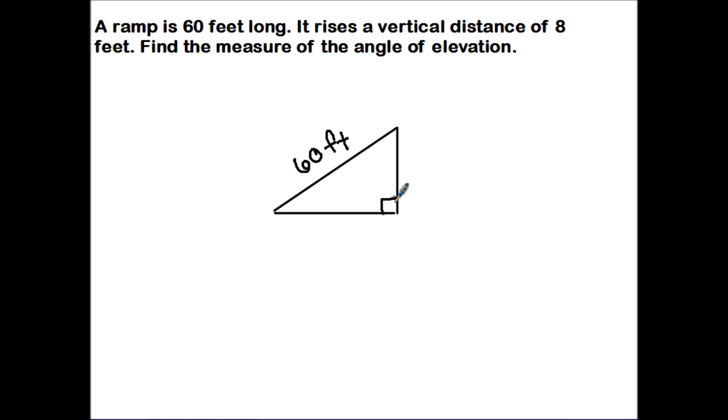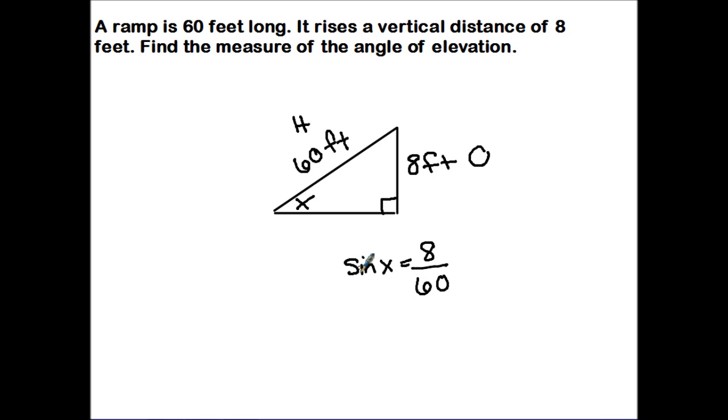If it says it rises a vertical distance of 8 feet, remember vertical would be this distance here. So let's label this 8 feet. I'm trying to find the measure of the angle of elevation. So where would I put my x? Well, it's this distance and then looking up, so my x would go here. What trig function is going to help us find that angle? Well, it looks like my 8 feet is the opposite side, and the 60 is the hypotenuse. So what trig function is that? That's my sine. I'm going to say sine x equals 8 divided by 60.